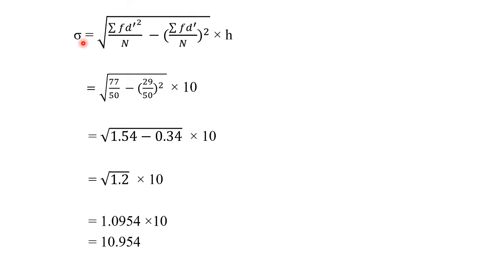Therefore sigma is equal to under root summation of f into d dash square divided by n minus summation of f into d dash divided by n bracket square, into h. After putting this value, we get 77 divided by 50 minus 29 divided by 50 bracket square into 10. 1.54 minus 0.34 into 10. 1.54 minus 0.34 is equal to 1.2. So under root 1.2 is equal to 1.0954 into 10 is equal to 10.954. That is standard deviation is 10.954.